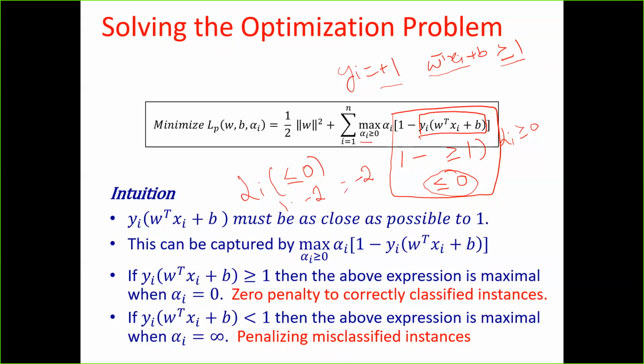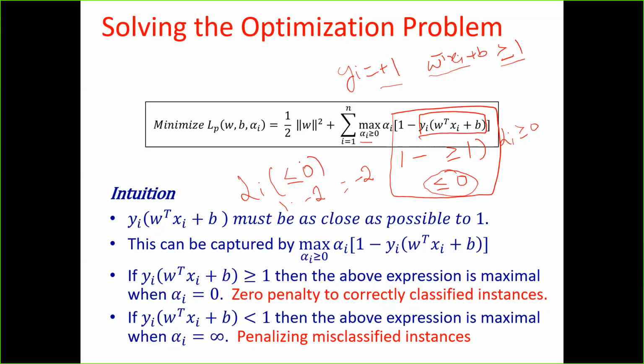No, right? What about 0? If alpha is 0, what will you get? 0. So we have to take the maximum. If we are taking a negative value, then we should consider 0, which is better.